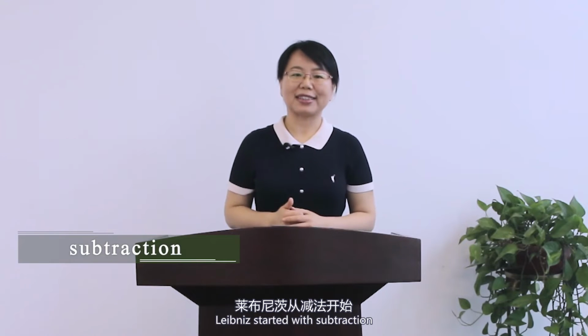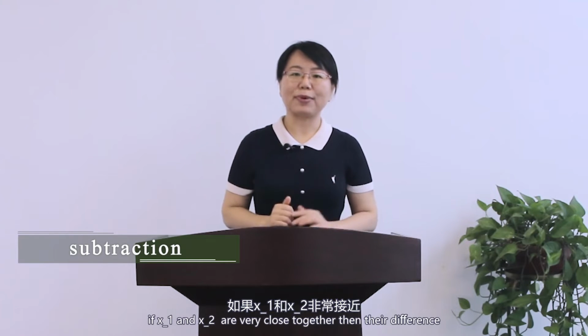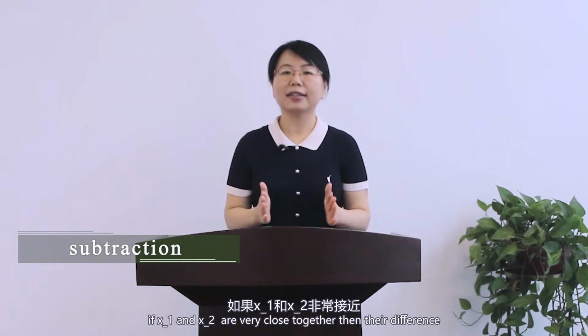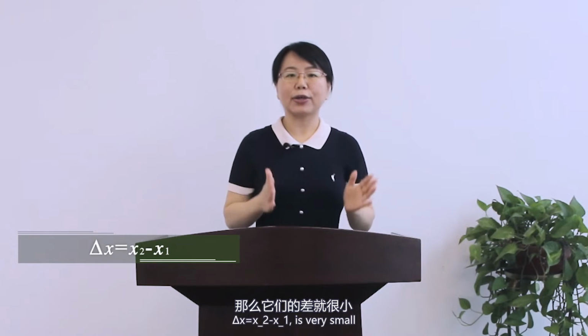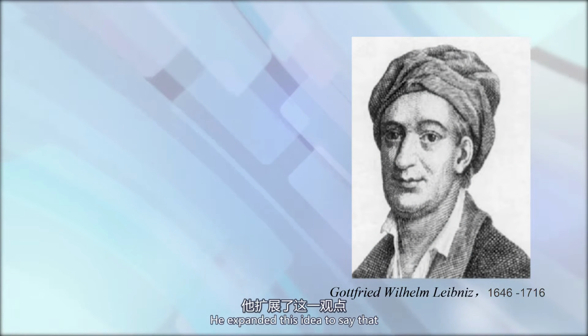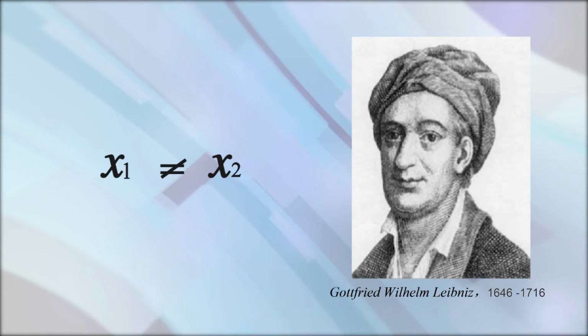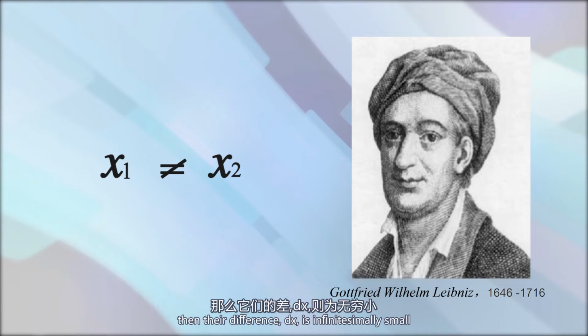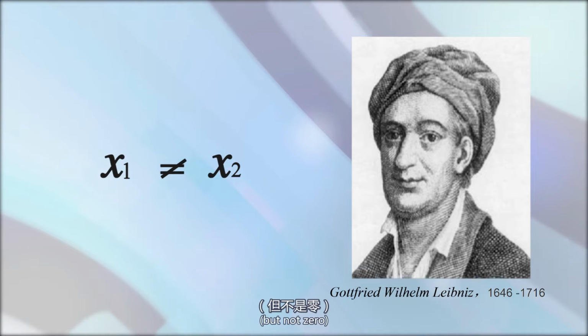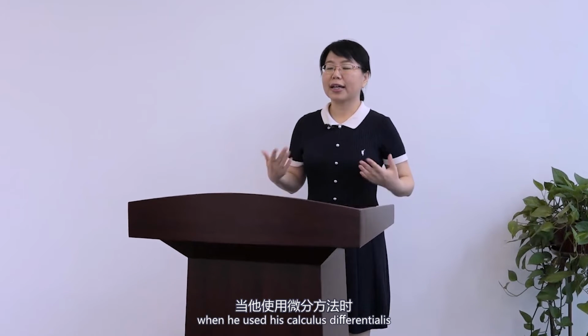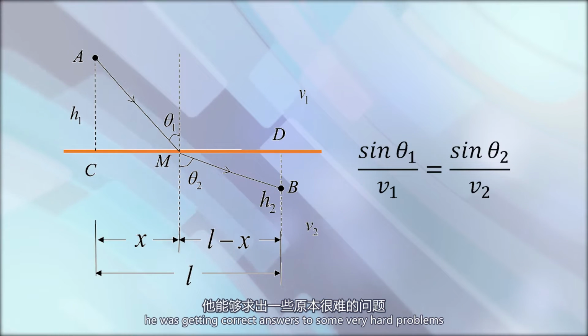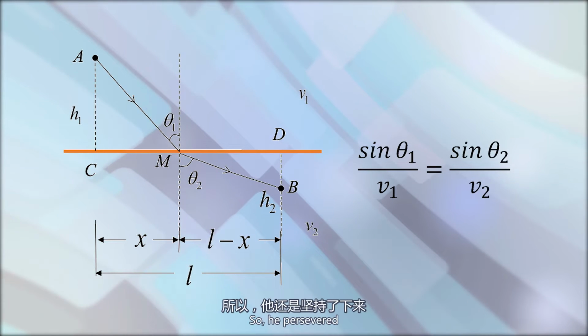Leibniz started with subtraction. That is, if x sub 1 and x sub 2 are very close together, then their difference, delta x equals x sub 2 minus x sub 1, is very small. He expanded this idea to say that if x sub 1 and x sub 2 are infinitely close together, but still distinct, then their difference, dx, is infinitesimally small, but not zero. This idea is logically very suspect, and Leibniz knew it. But he also knew that when he used his calculus differentials, he was getting correct answers to some very hard problems. So he persevered.